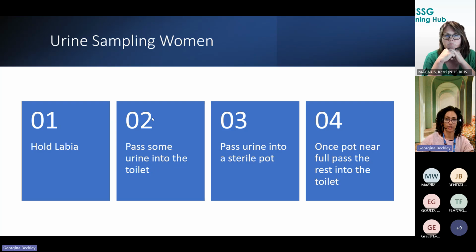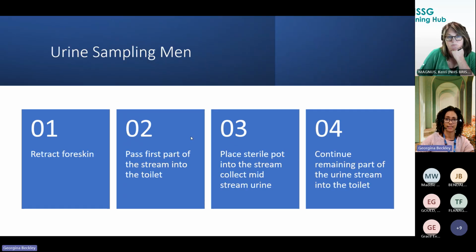So we've put some directions for urine sampling in women. They should hold the labia apart, pass some urine into the toilet, pass the urine into a sterile pot, and then once the pot's near full, pass the rest of the urine into the toilet. And then it's obviously similar for men, apart from they retract their foreskin.